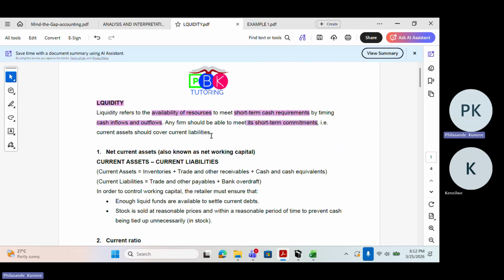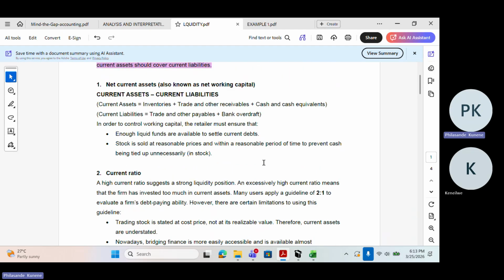That is, current assets should cover current liabilities. The aim of liquidity, this category of financial indicators, actually tells us that we need to have current assets that are greater than current liabilities all the time, right? This is the area of analysis when we talk about liquidity. All the time, our current assets must exceed our current liabilities. There must be no time where we're going to have current liabilities greater than current assets.